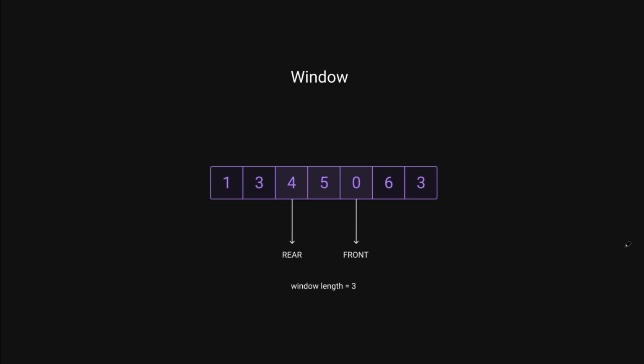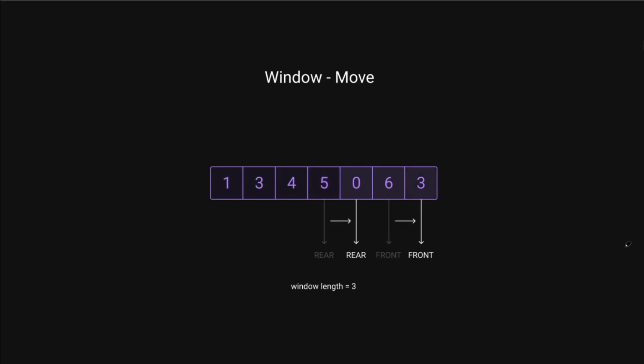Now expanding the window could mean moving the front pointer forward while keeping the rear pointer fixed. Window length here becomes 4. Shrinking the window could mean moving the rear pointer forward while keeping the front pointer fixed. Window length here again becomes 3. If we move both pointers, rear and front, by the same distance, we essentially maintain the window length constant. As you can see here, window length is 3.